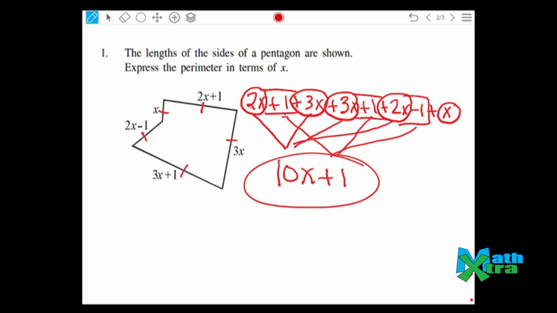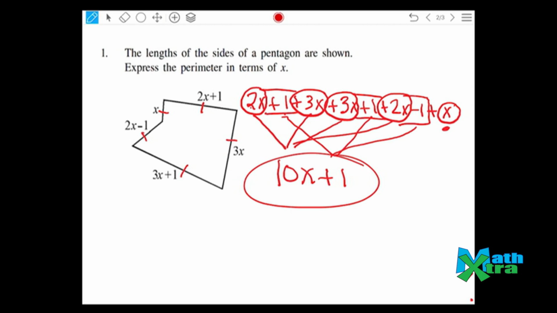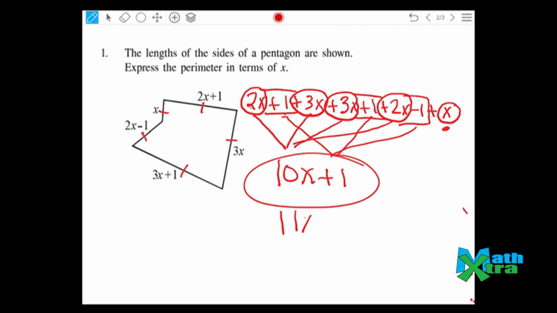Am I finished? I think I made a mistake. What about this x over here by itself? 2x plus 3x plus 3x plus 2x does give me 10x, but remember, in front of the variable that's hanging out all by itself, it's understood that a 1 is in front of that variable. So it's actually 11x plus 1 is your final answer.